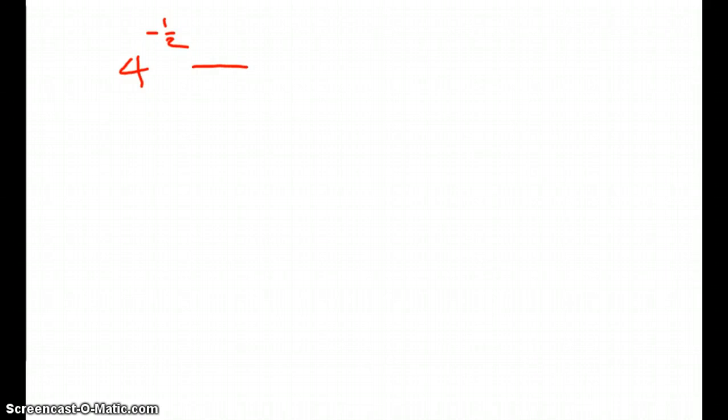Okay, so first of all, you're gonna get rid of the negative exponent, or the negative sign.